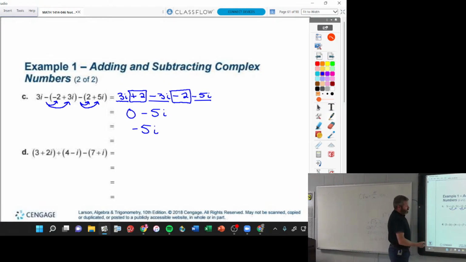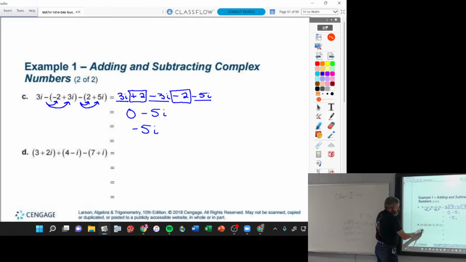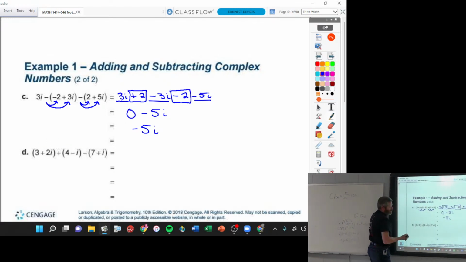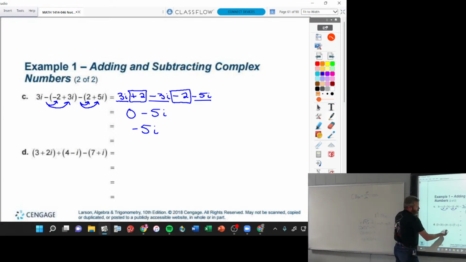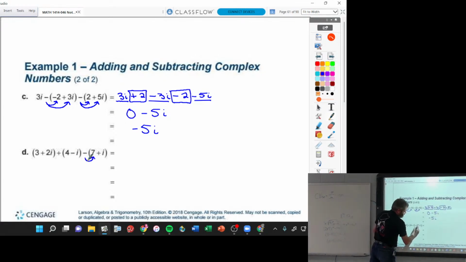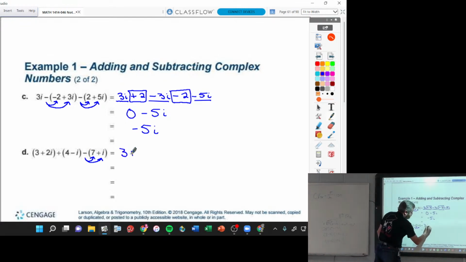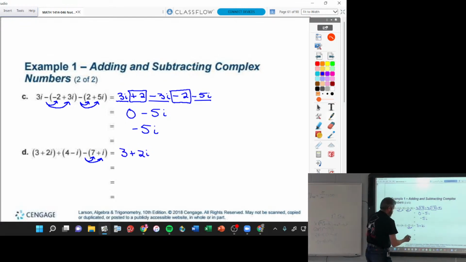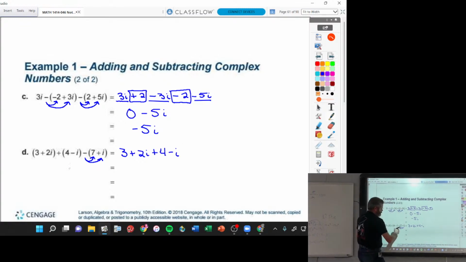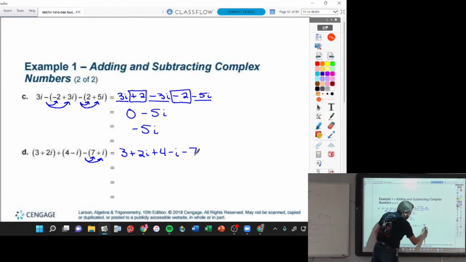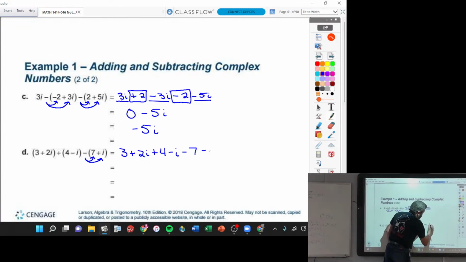Part D, my first term and my second term are both added together, so I'm just going to ignore those parentheses as I do this. But I do need to distribute this negative sign. So to rewrite this, I have 3 plus 2i plus 4 minus i. Distributing the negative sign gives me minus 7 minus i.